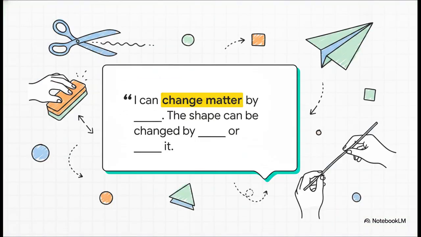Wrap up the word wall with this final frame. I can change matter by blank. The shape of an object can be changed by blank or blanking it. This perfectly ties right back to our TEKS regarding cutting, folding, and sanding.